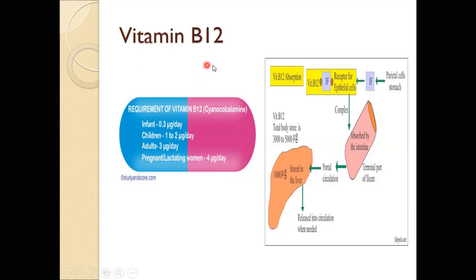Vitamin B12 metabolism requires, in order to absorb vitamin B12 from the intestine, a protein called the intrinsic factor. This intrinsic factor is synthesized by the parietal cells of the stomach. What's the function of this intrinsic factor? It helps the absorption of vitamin B12 by the intestine. And so if we have intrinsic factor deficiency, there will be failure of absorption of vitamin B12. Vitamin B12 is absorbed from the intestine to the portal circulation and is stored in the liver.